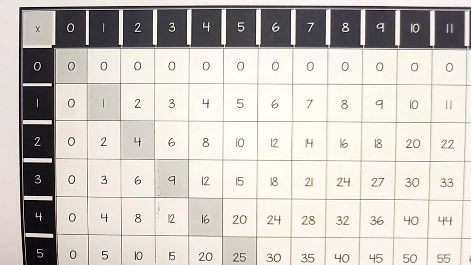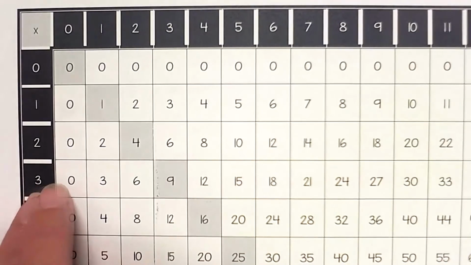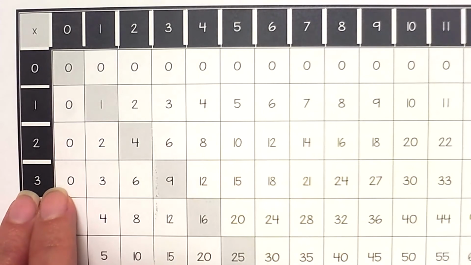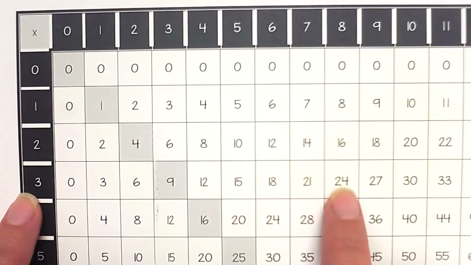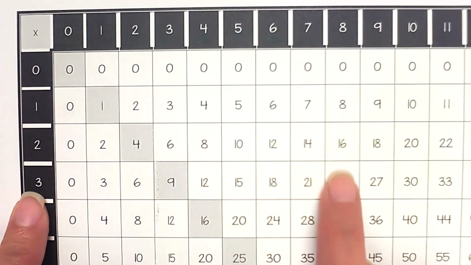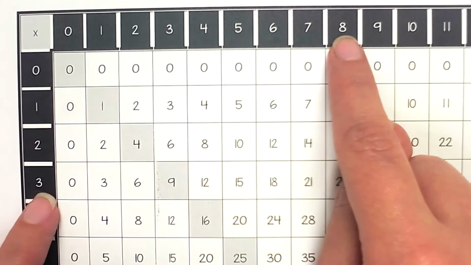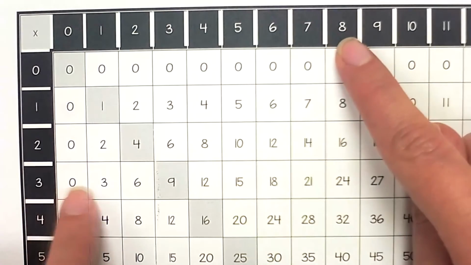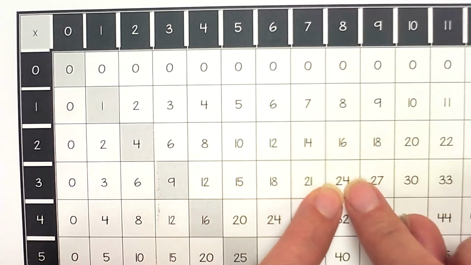24 is equal to 3 times something. So I know that one of my factors is 3, and I know my product is 24. So I'm going to look across the 3 column or the 3 row until I get to 24. And then I'm going to trace it up that column to see what my other factor is. So I know 3 times 8 is equal to 24, because if I trace those across, that's the number where they meet.